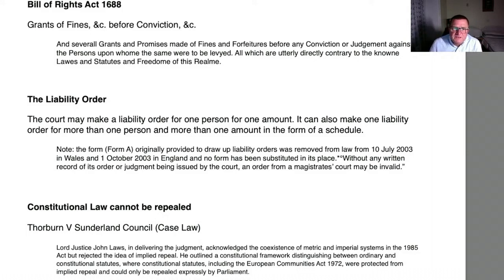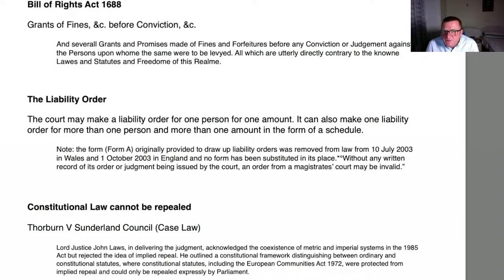So the liability order. It says the court may make a liability order for one person for one amount. It can also make one liability order for more than one person and more than one amount in the form of a schedule. But what we need to know here more than anything, because this is the foundation of this liability order gig: note the Form A, originally provided to draw up liability orders, was removed from law from the 10th of July 2003 in Wales and from the 1st of October 2003 in England. So the very form that's required in order to draw up a liability order is no longer there and has not been so since 2003.